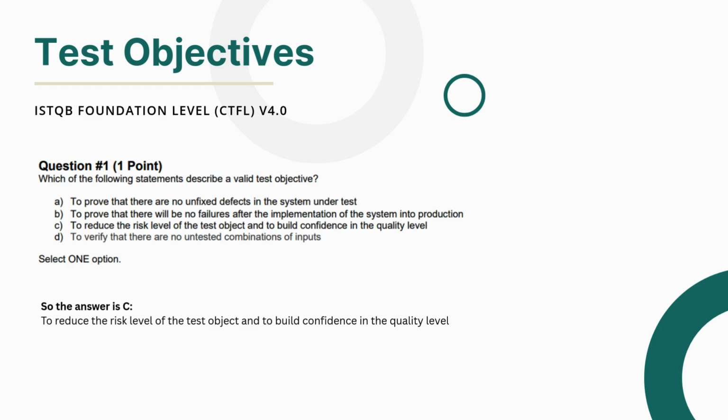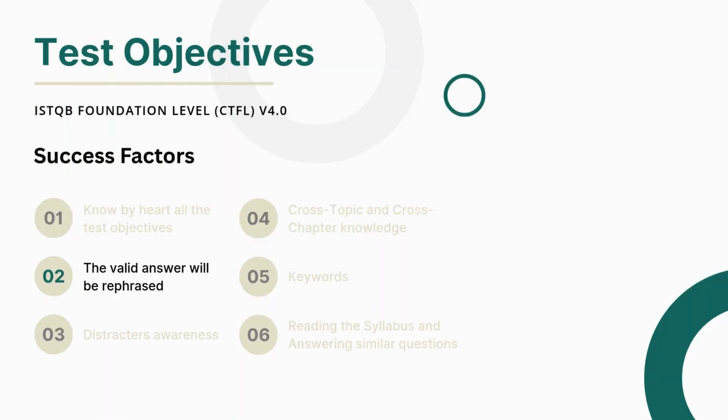Now that we have covered the first success factor, knowing the test objectives, let's move on to the second success factor. Success factor 2. The valid answer may be rephrased. This is very important because the exact wording in the exam questions may differ from the syllabus. The exam will never just copy the syllabus verbatim. Instead, it tests your understanding of the concept by rephrasing the objectives.